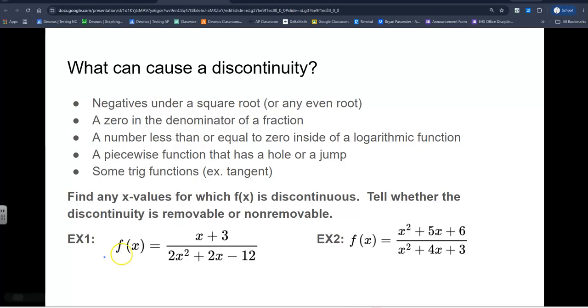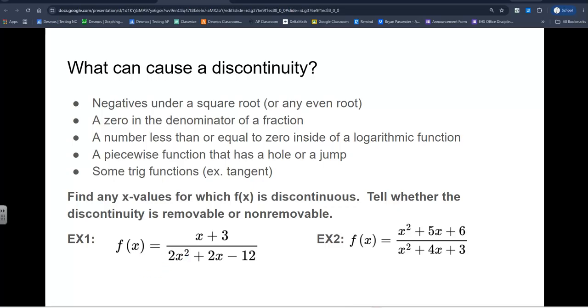So, for example 1, they're telling us we have to find any x values for which the function is discontinuous. Tell whether each is removable or non-removable. Okay, so here, does anybody remember what we need to do if we have a fraction like this and we're looking for holes or vertical asymptotes? Factor. Yeah, and also the top if we could, but we can't factor the top on this one, right? So we're going to factor.